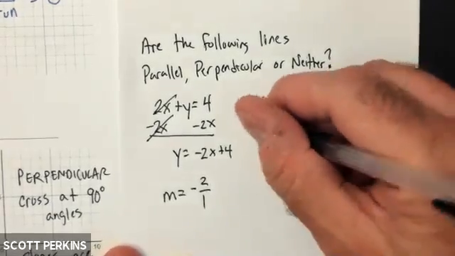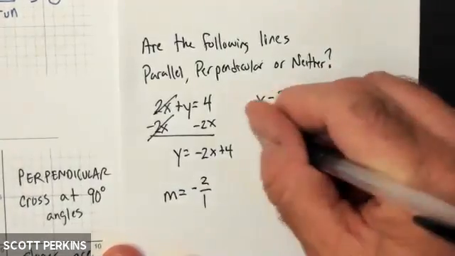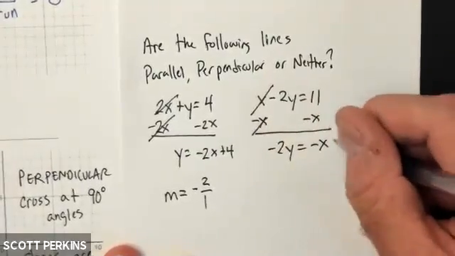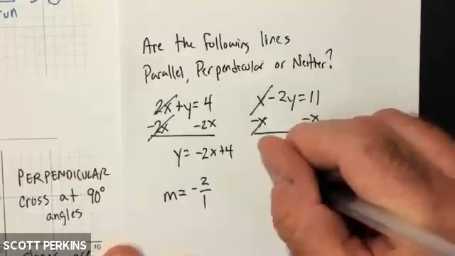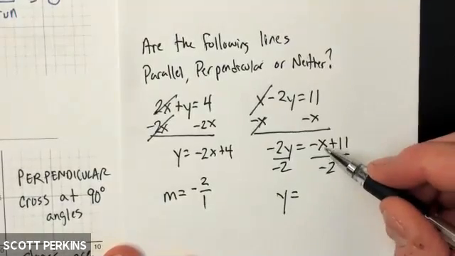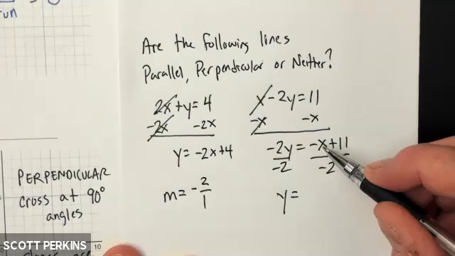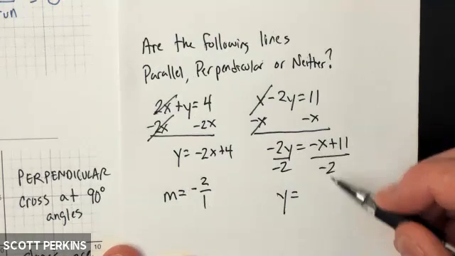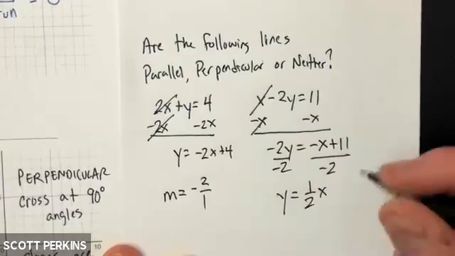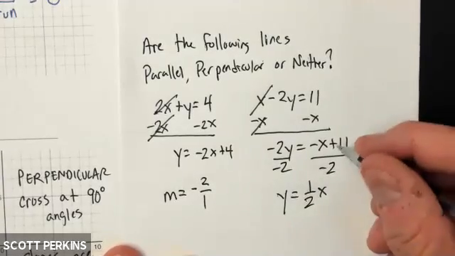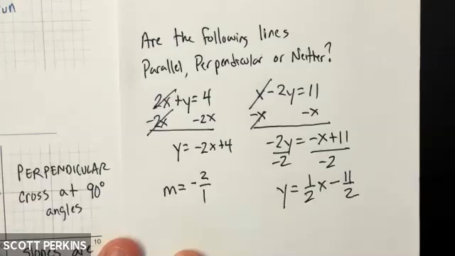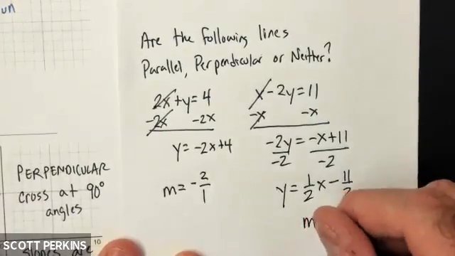All right, the next one, I'm going to subtract the x from both sides. And I have negative 2y is equal to negative x plus 11. Divide everything by negative 2 this time. So what's the number in front of the x right now? Yeah, there's a 1 there. So it's a negative 1 over negative 2. Negative 1 over negative 2 becomes a positive 1 over 2. And then 11 over negative 2, a positive divided by a negative is negative 11 over 2. What's the slope of this line right here?